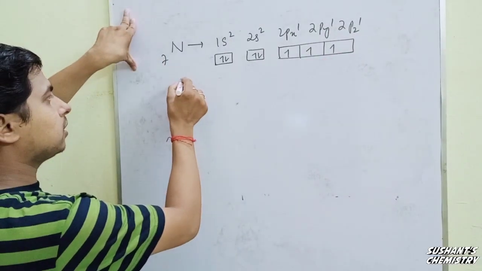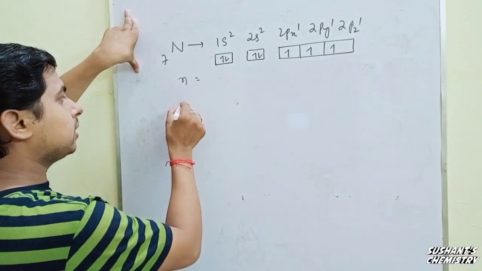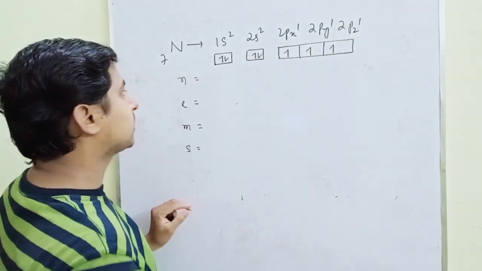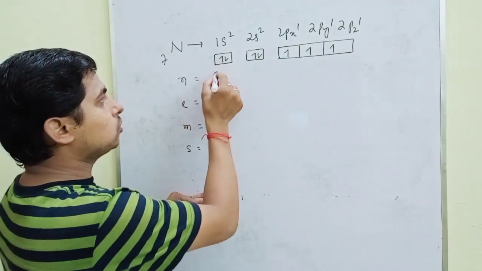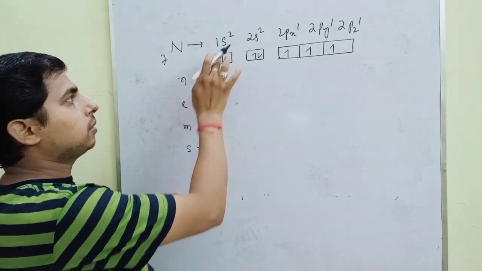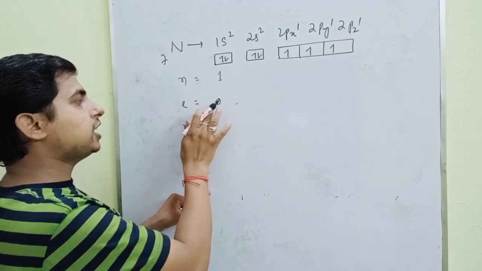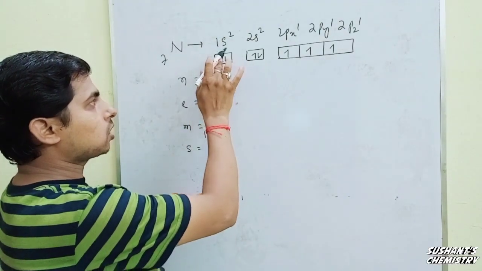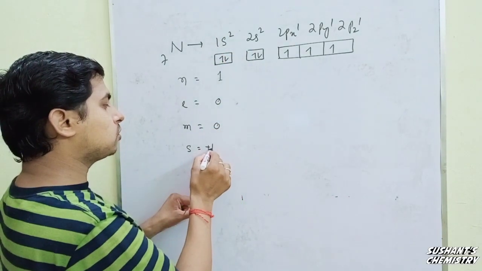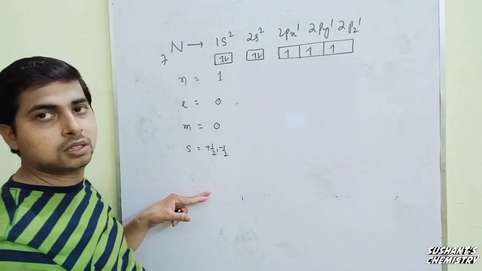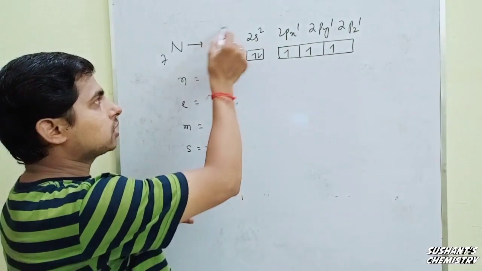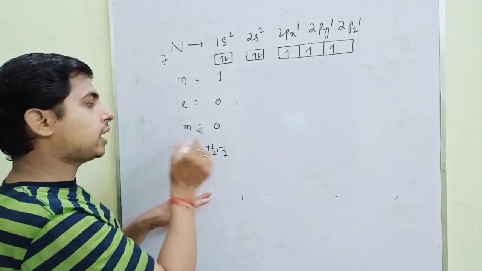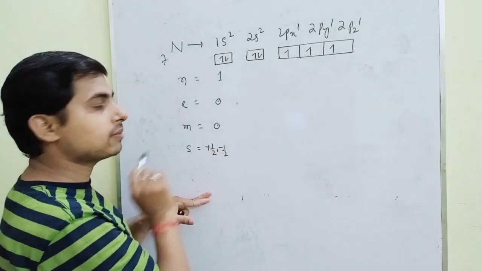Now we calculate the values of n, l, m and s. Here the value of n equals 1. For the s subshell, the value of l is 0, and l 0 means m 0. For these two electrons, one is clockwise, the other is anti-clockwise, that is s equals plus half, the other is minus half. We have seen that for these two electrons, the values of l, m are the same, but s is different. One is positive half, the other is negative half.